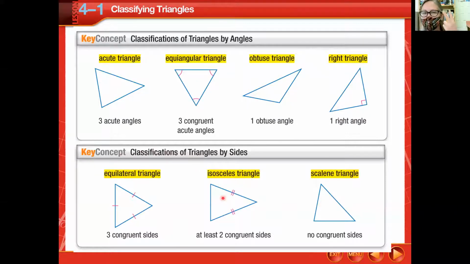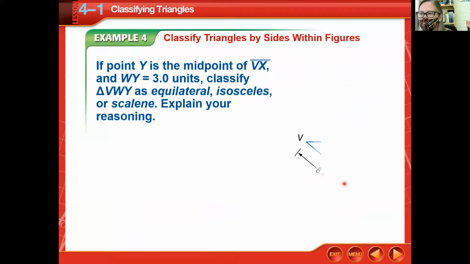An isosceles triangle has at least 2 congruent sides, so an equilateral triangle could also be described as an isosceles triangle. For the 2 sides that are equal, it doesn't matter where they are, but whatever angles are opposite them, those 2 angles are also going to be equal. That's something we'll learn later, the isosceles triangle theorem. But right now we're just classifying a triangle by its side length, so that would be an isosceles triangle. A scalene triangle is the word for when none of the sides are the same. So here's an example.